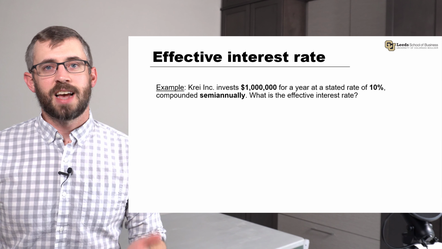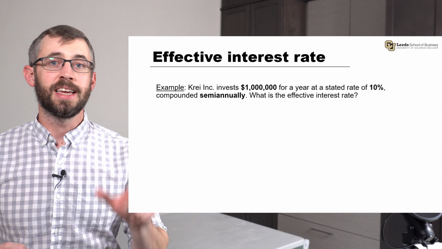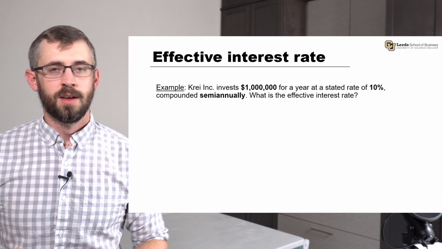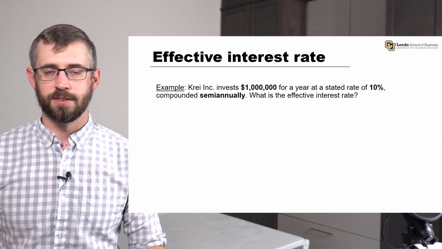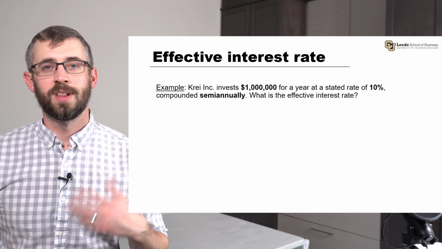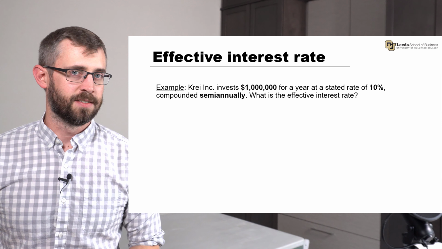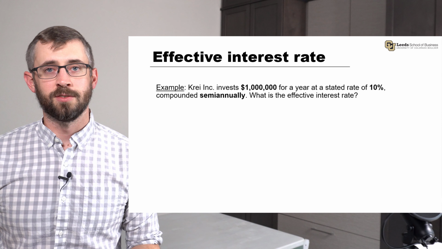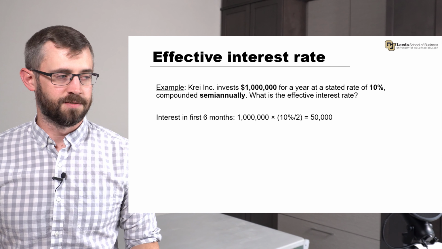And basically what this compounding does is it changes my effective interest rate, because we're going to be given an annual interest rate. But if we're compounding more frequently, every 6 months or quarter or every month or every day, that is going to increase the effective interest rate that I have. So let's say Cray Inc. invests $1 million for a year at a stated interest rate of 10%, but this compounds semi-annually. What is the effective interest rate of this investment?